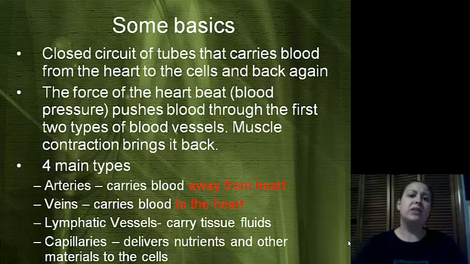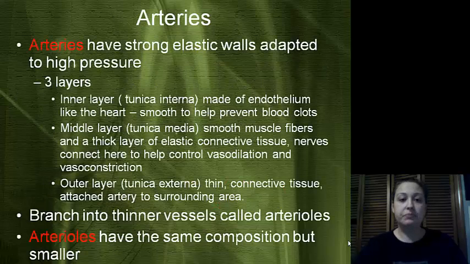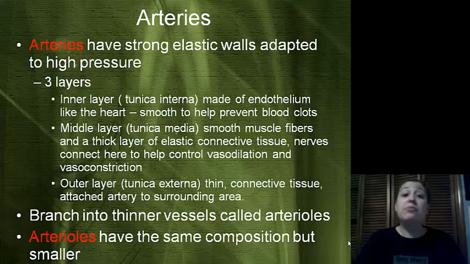We have four main types of vessels we're going to talk about today: the arteries, the veins, the lymphatic vessels, and capillaries. Arteries have strong elastic walls that adapt to high pressure, and they bring blood from our heart to the rest of the body. We have three layers.